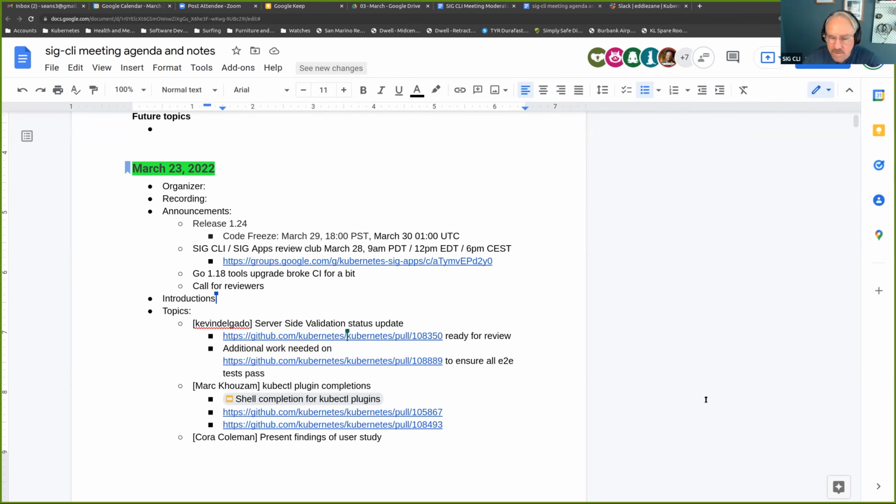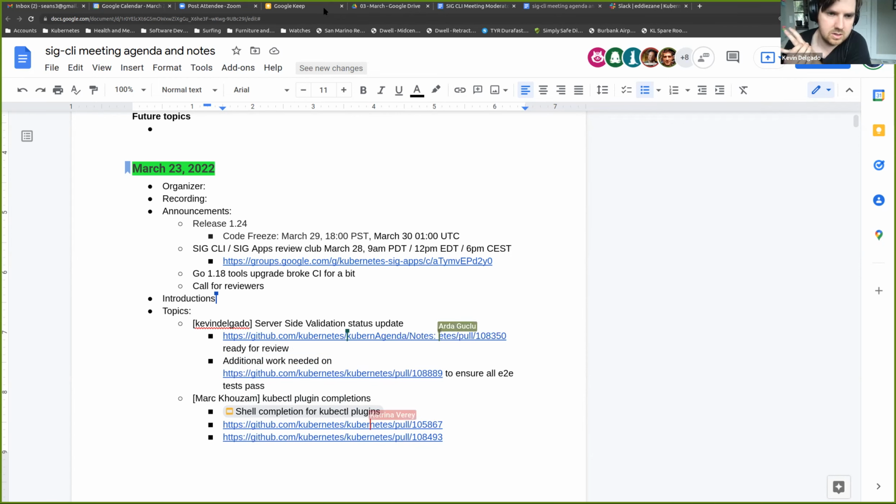And the first topic is going to be Kevin giving us an update on the server-side validation. Are you ready, Kevin? Yeah. So I mentioned in a couple previous meetings that I've been working on getting server-side validation into beta this cycle. And so that would replace the client-side validation that we're doing. And there's basically 2 PRs left on that. One that actually does the server side, one that actually does the switch in kube control from using client-side validation to defaulting to using server-side validation if it's available on the server. That PR is ready for review, and yeah, desperately need some eyes on it. Would love to get anyone from SIG CLI to take a look at it.